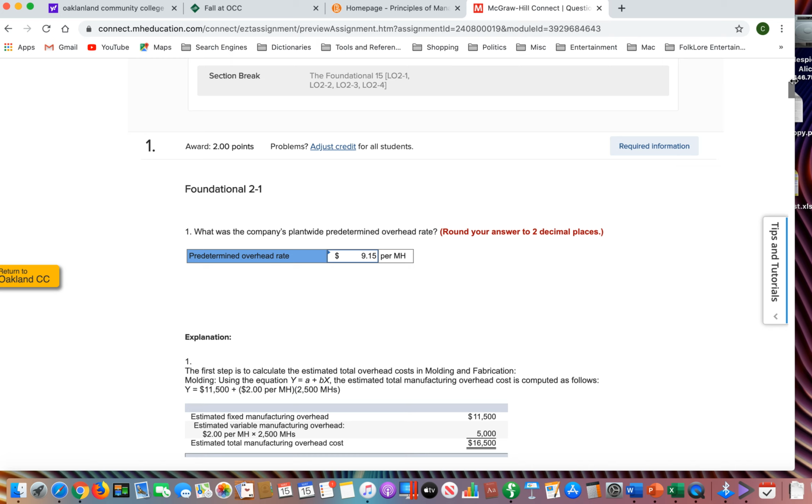You're going to take the fixed cost and you're going to add the variable portion, 2.8 times 1,500, and we get 20,100. Now what we're going to do, we're going to add them both together to get the total manufacturing overhead cost, which is $36,600, and then you're going to divide it by the total machine hours. That's how you have to do that problem.